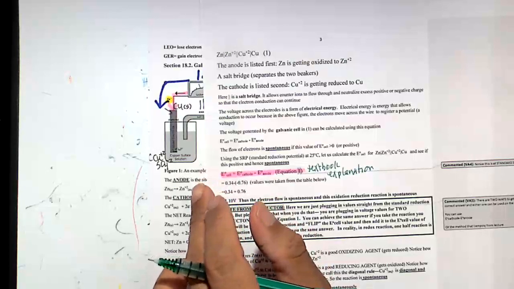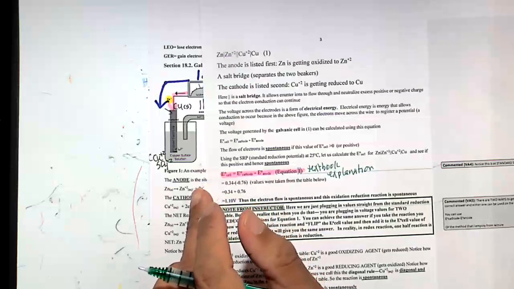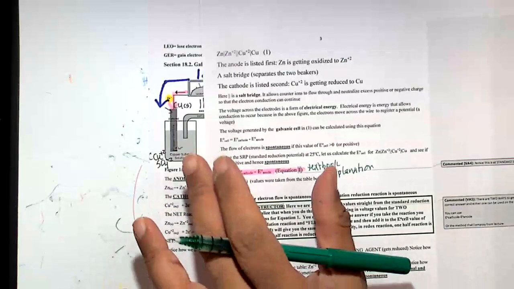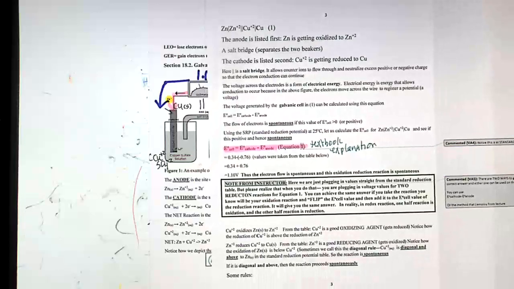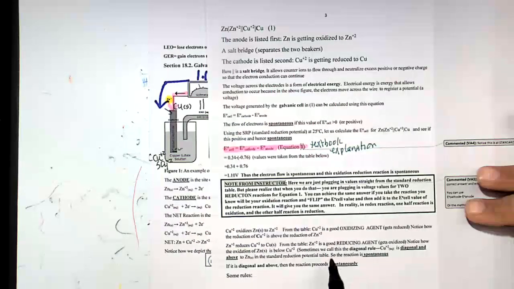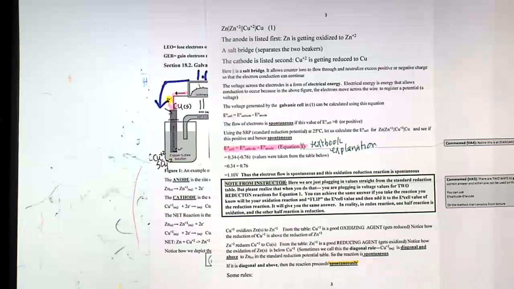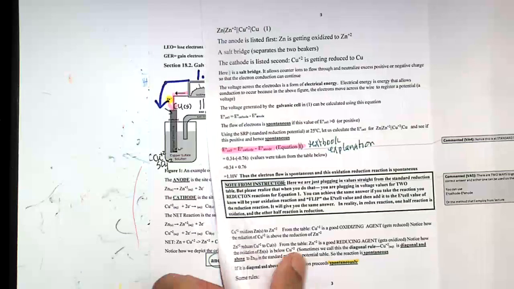Here, the textbook doesn't flip it. Here, I'm telling you to flip it. Here, I'm telling you to pick one, and anything below it gets flipped to give you a positive voltage. If you want an alternative definition, check out your textbook. Positive voltage means spontaneous. Positive voltage means it favors the products. When we add cathode and anode.